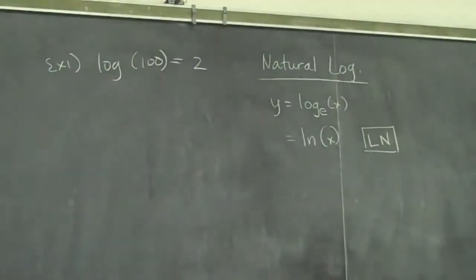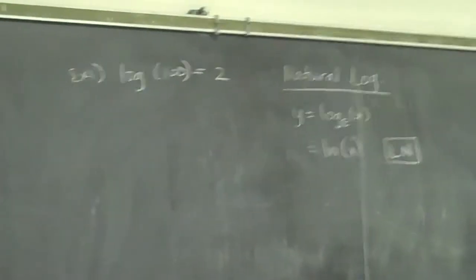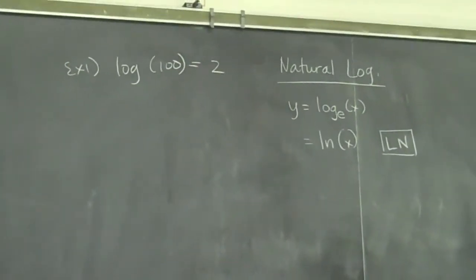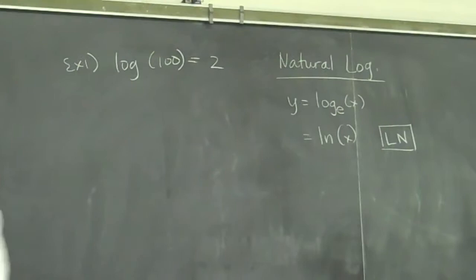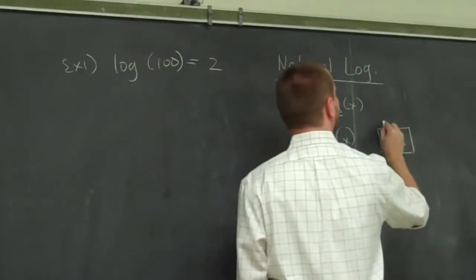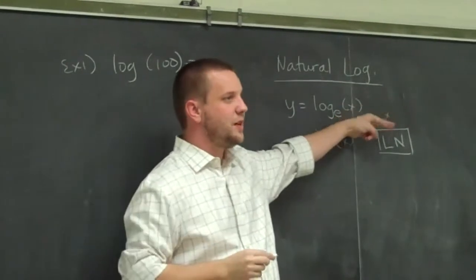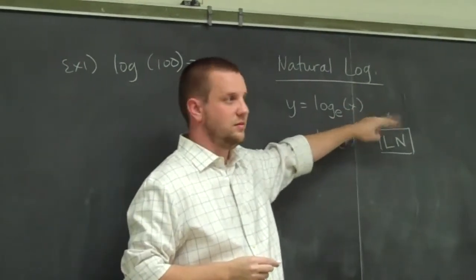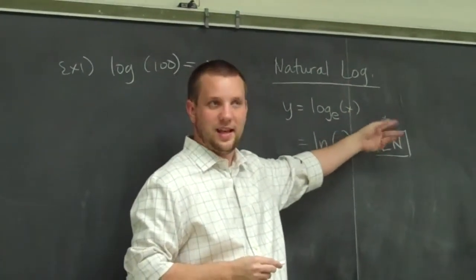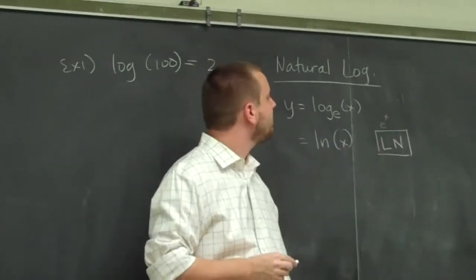Now, why does that seem appropriate? Do you remember how you get to like e? You hit second what? What's right above your ln button? E to a power, right? And it's appropriate that they've had them together because they're the inverses. They go together. They cancel each other out. Okay?